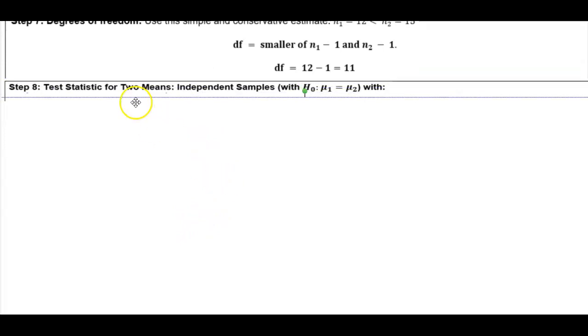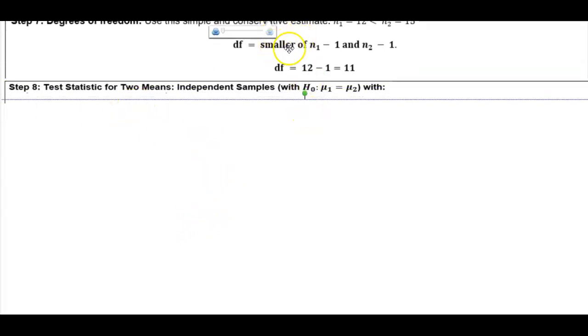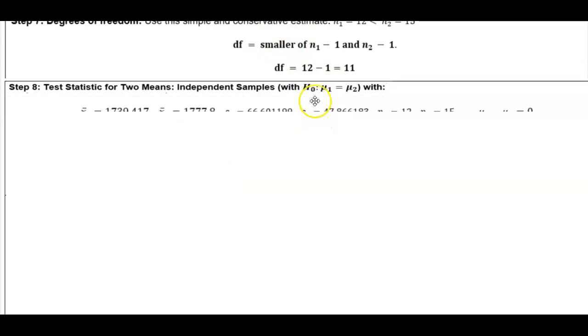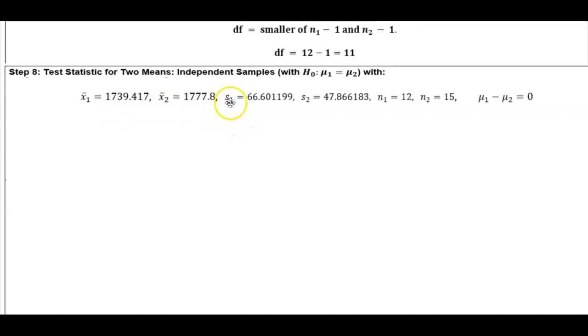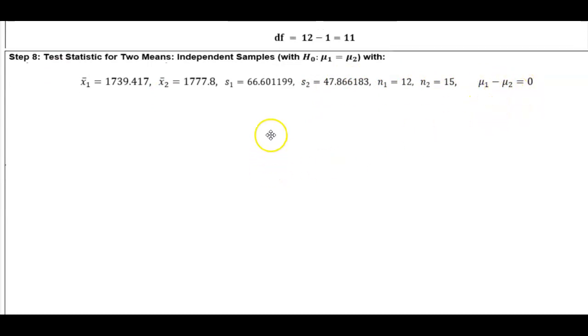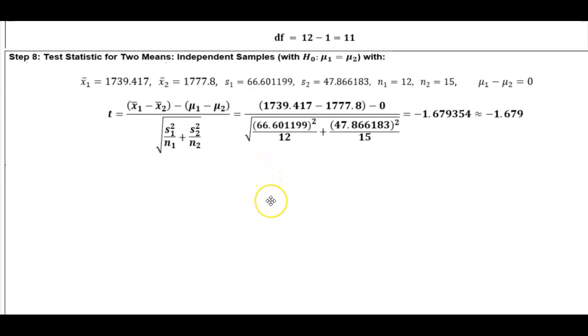So for step 8, the test statistic for two means with independent samples, with the null being population mean 1 minus population mean 2 equal to 0, with the following. So we know what the sample mean 1 is, which is 1739.417. Sample mean 2 is 1777.8. We have sample standard deviation 1, sample standard deviation 2, n1, n2, and we know that population mean 1 minus population mean 2 is equal to 0. So now we're going to plug this information into our formula. So let's go ahead and do that.